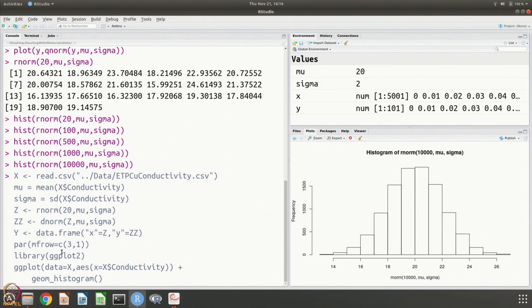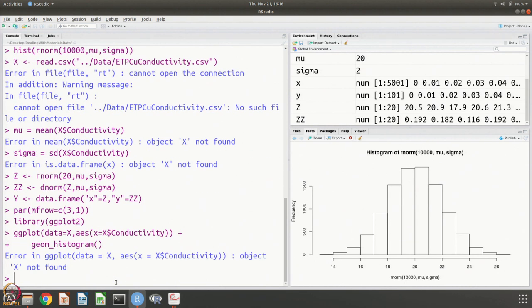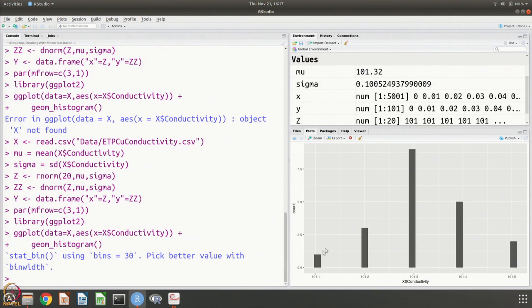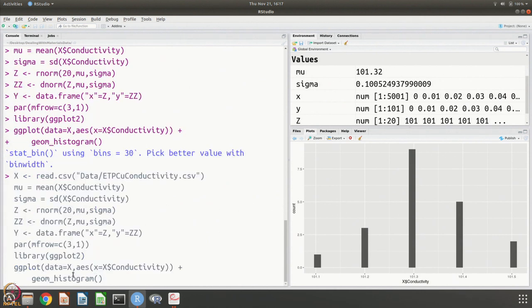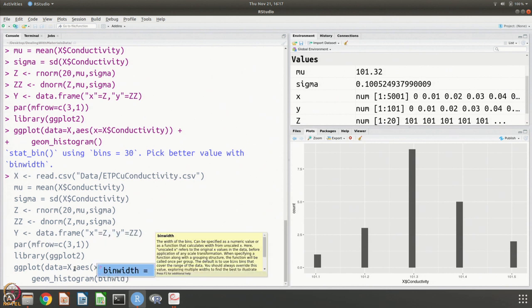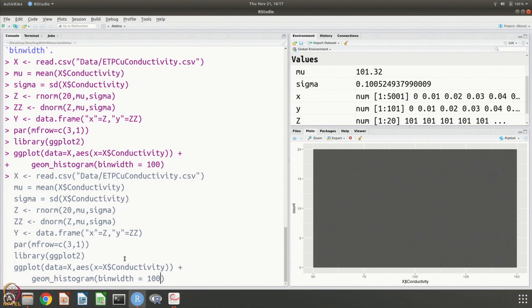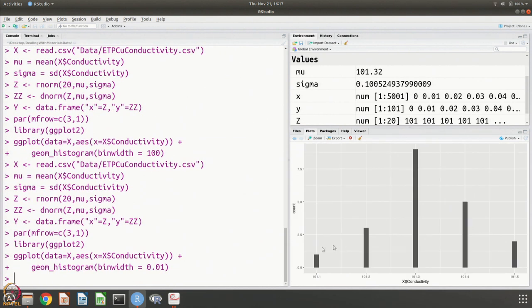So we are going to make three plots. First is of course to take the data and plot it as a histogram. So we are using ggplot. So this data is x, and aesthetics is take x as conductivity and make a histogram, right. So there is a problem in reading the data. Okay, so this is the distribution you get, and it says something about bins. Pick a better value with bin width, and we can do that. So you can give bin width, let us say 100. Oh, sorry. Okay, so you can make this, and you see that this is the distribution that you get.